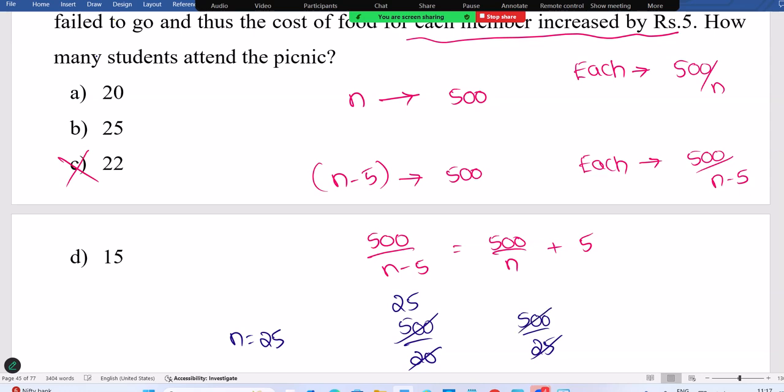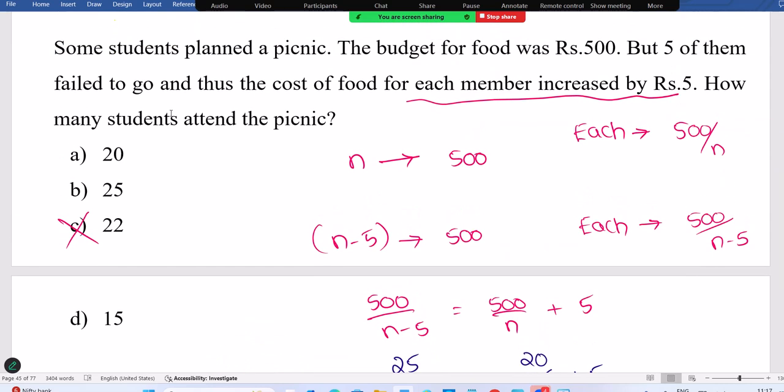20 plus 5 is 25. As options are given, you can do cross verification. So the n value 25 is fine, but the answer 25 is not correct. The question is regarding how many students attend the picnic. Attending the picnic is nothing but 20 people only. N minus 5 is attending the picnic. Total number of students initially is 25, but attending is n minus 5. So your answer should be 20, not 25.